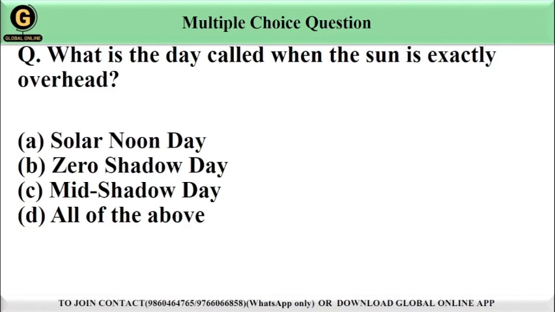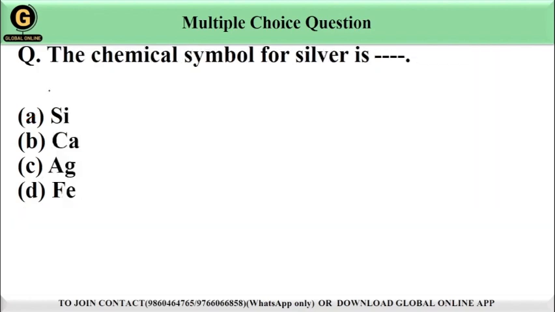So students, a shadow day occurs when the sun is exactly overhead at a particular place. During this event, objects do not cast a shadow for a short period because the sun is directly above them. This phenomenon happens twice a year in locations between the Tropic of Cancer and the Tropic of Capricorn. The solar noon on this day makes shadows disappear temporarily. So the correct answer for this question will be solar noonday, option A. Let's move to the next question.